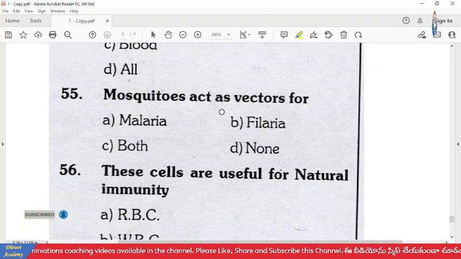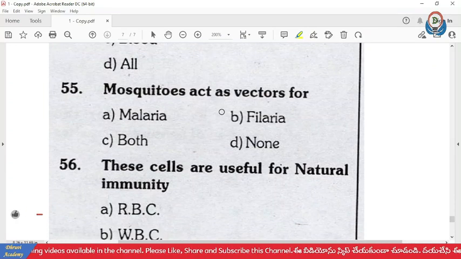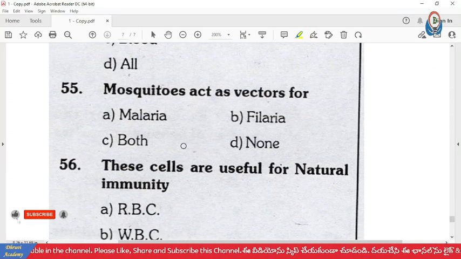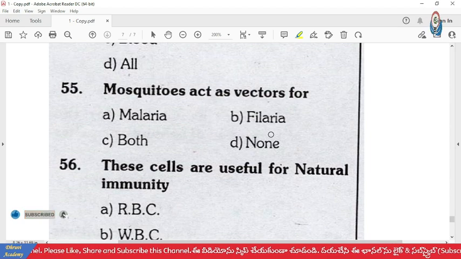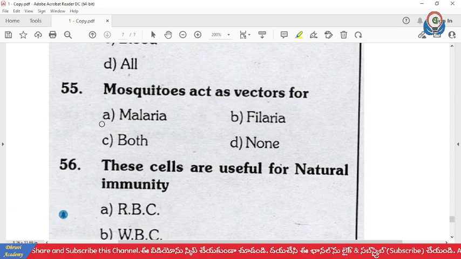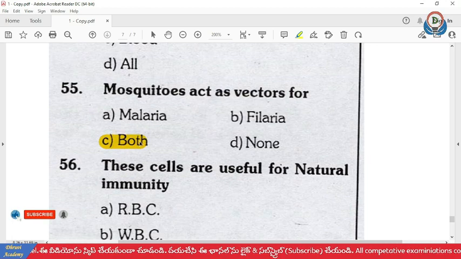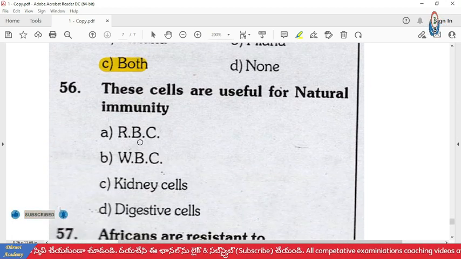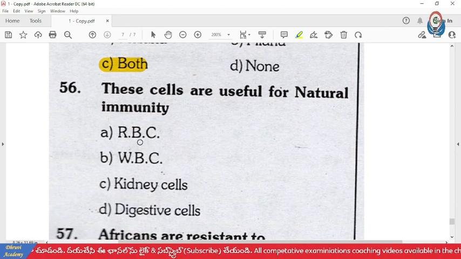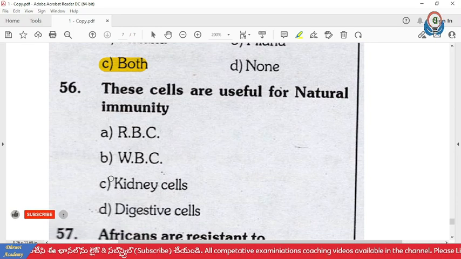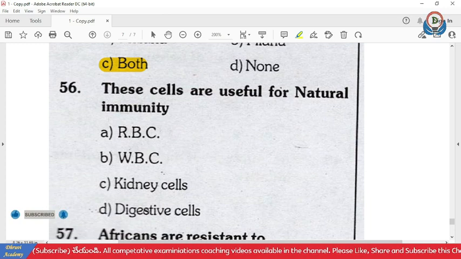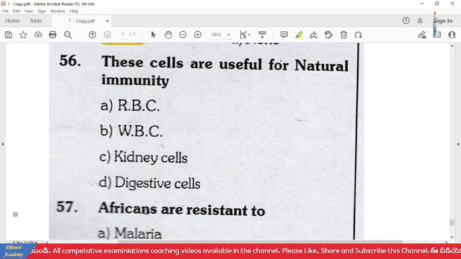Next, mosquitoes act as a vector for: A, malaria, or B, filaria, or C, both, or D, none? Which is the correct answer? For both malaria and filaria, mosquitoes act as a vector. Both is the answer. These cells are useful for natural immunity: A, RBC, or B, WBC, or C, kidney cells, or D, digestive cells? Which is the correct answer?